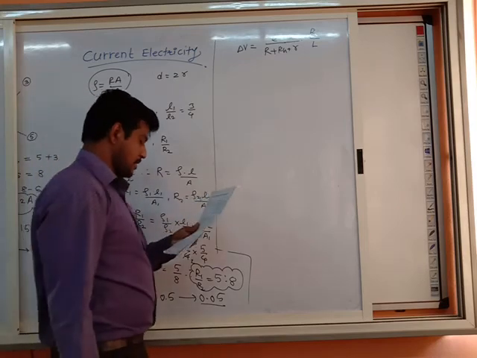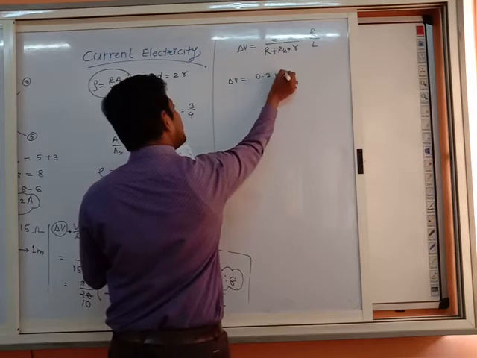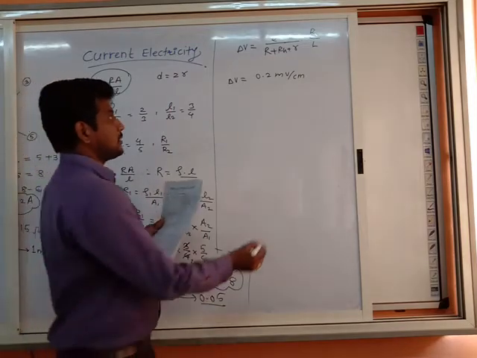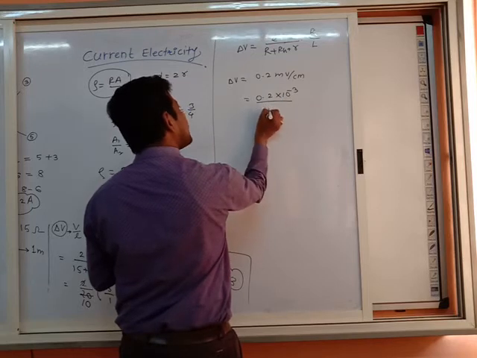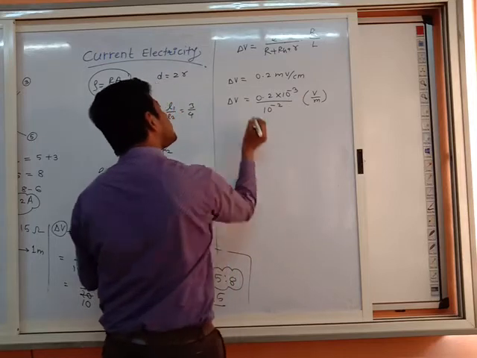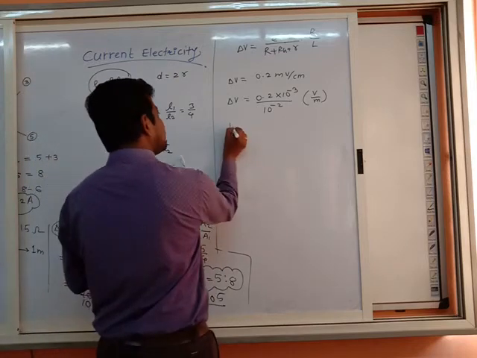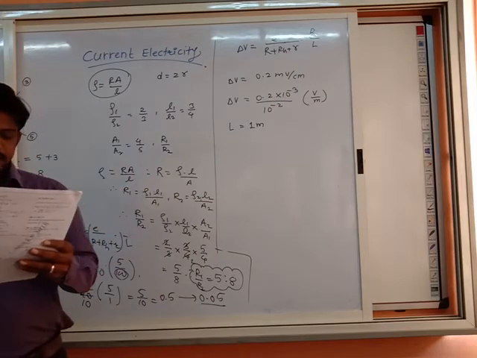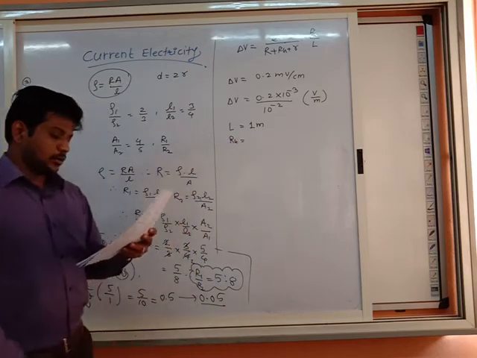Okay, what is given? Potential gradient 0.2 millivolt per centimeter. Okay, 0.2 millivolt per centimeter म्हणजे 0.2 milli means 10 raised to minus 3 per centimeter, converted to meter, -2, so we will get volt per meter. So that is the potential gradient first. Okay, length is said to be 1 meter, in series with a 490. So RH is equal to 490 ohm.